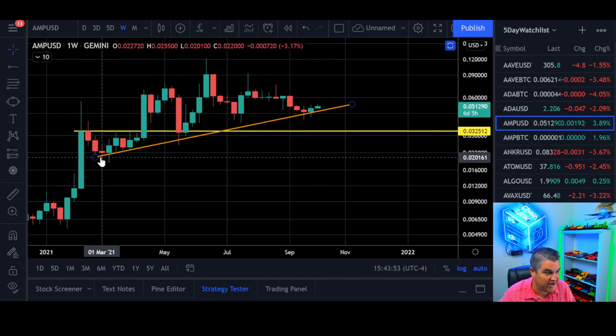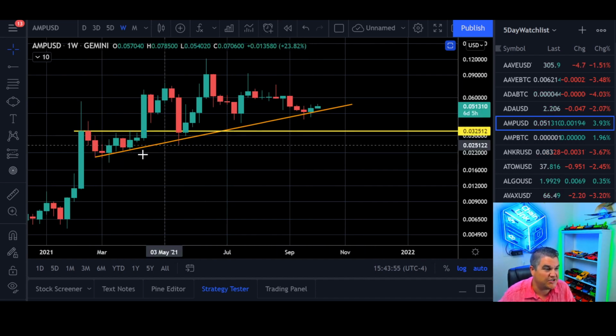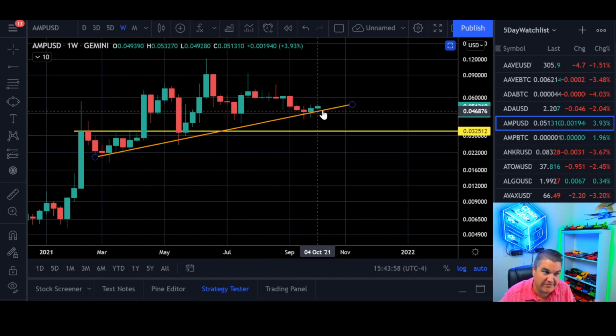Okay, so what else do we have? The orange line here, kind of a general uptrend trend line, right? So what do we want to do?